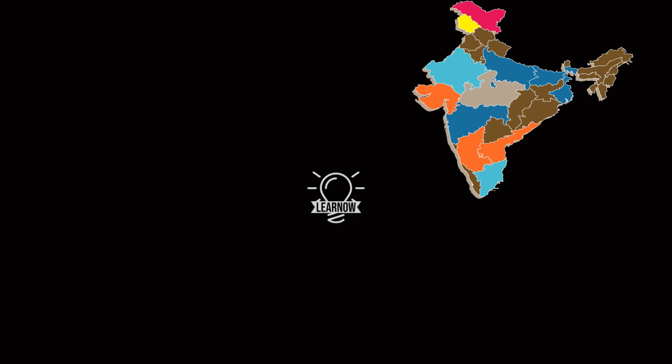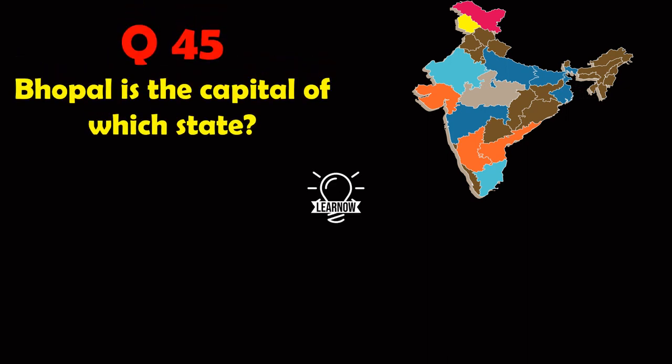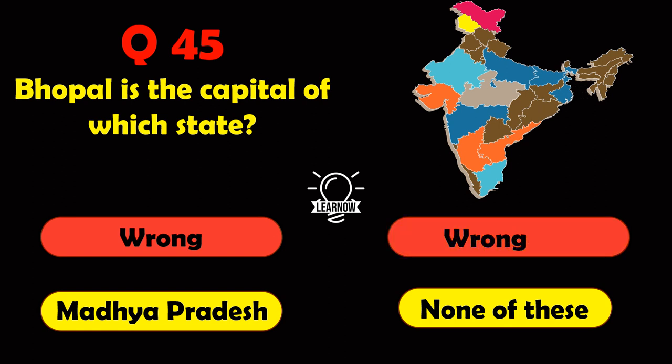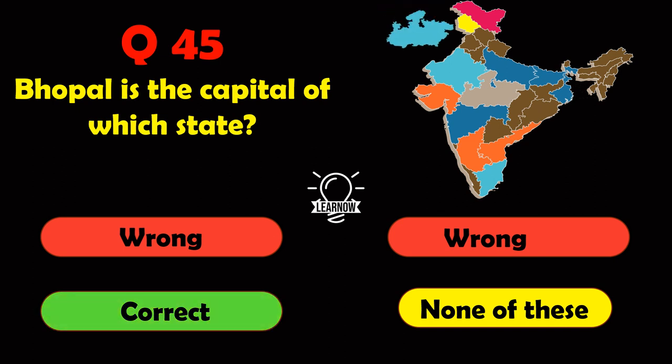We go to the next question, question number 45. Bhopal is the capital of which state? Options are Bihar, Manipur, Madhya Pradesh and none of these. Is it Bihar? Bihar is wrong. What about Manipur? Manipur is also wrong. So let's go to Madhya Pradesh then. Madhya Pradesh is the correct answer. So remember, Bhopal is the capital of Madhya Pradesh.